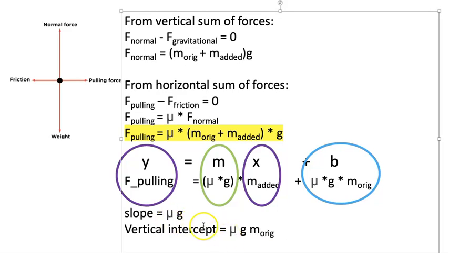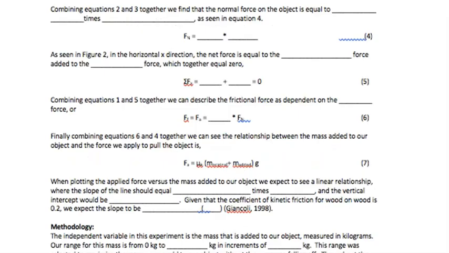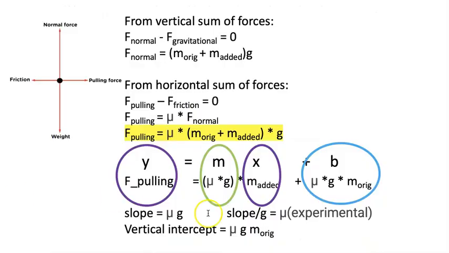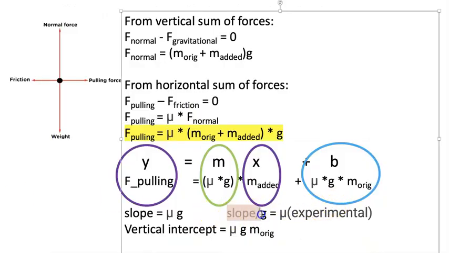But that also means that I can say, well, if my slope equals a number, I can divide that number by g to get the coefficient of friction. So this means that I can actually predict what the coefficient of friction will be. This would be my experimental coefficient of friction, which I can then compare to the theoretical coefficient of friction that we have from our textbook citation. So it's theoretically supposed to be 0.2, but we can actually find out experimentally by taking our slope and dividing it by g.